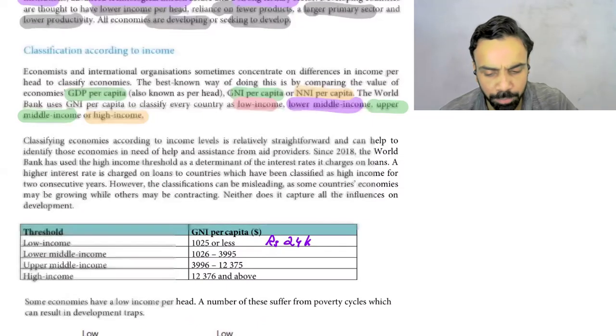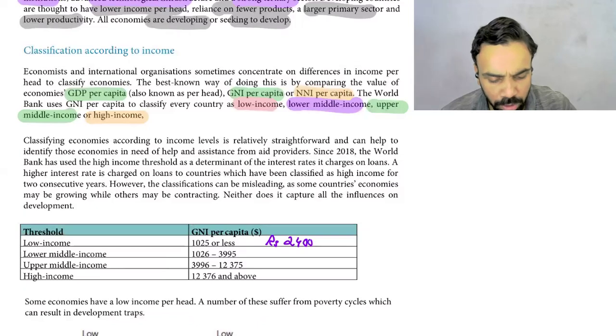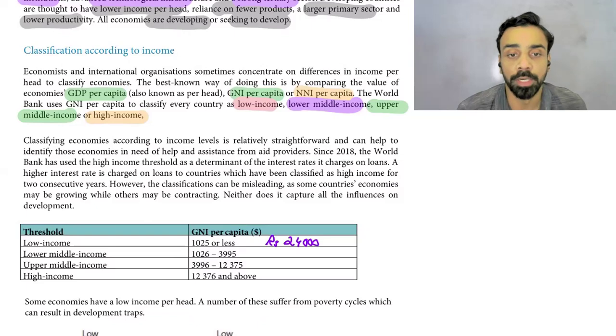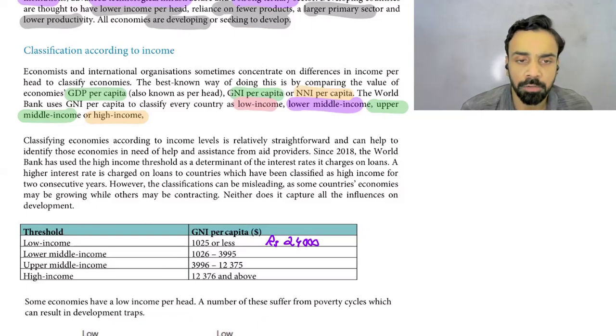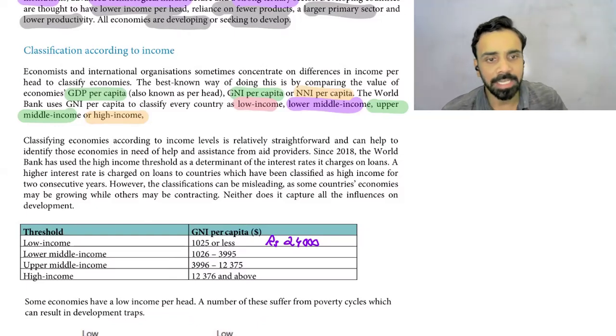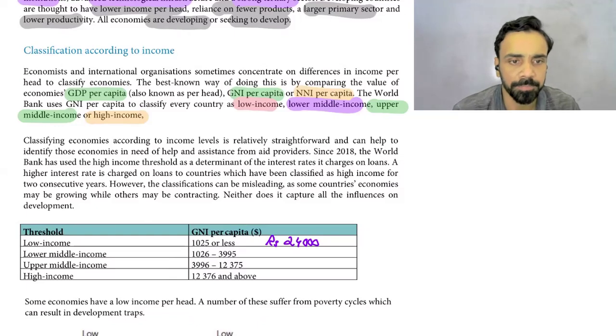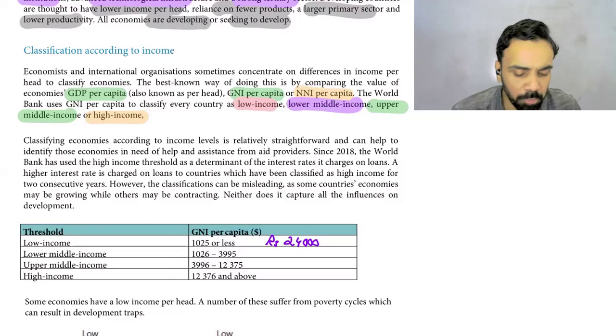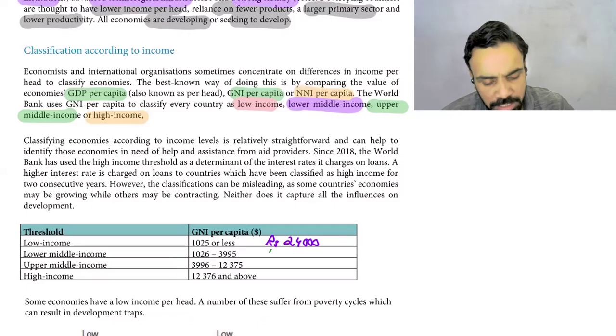If people in your economy are earning 24,000 rupees per person, then it is considered a low income economy. Afghanistan and troubled economies usually come under this. Okay, this is per month salary per person. Lower middle income is again 24,000 up to almost close to 4,000.